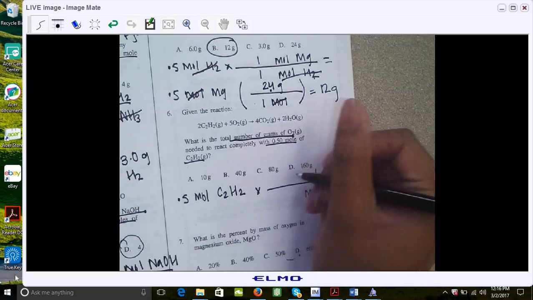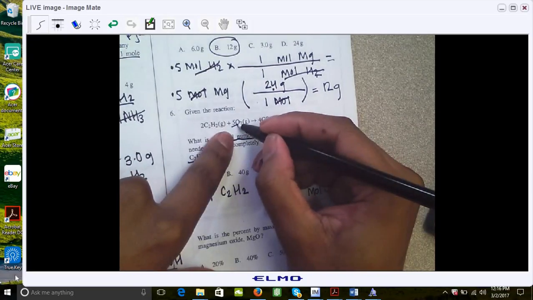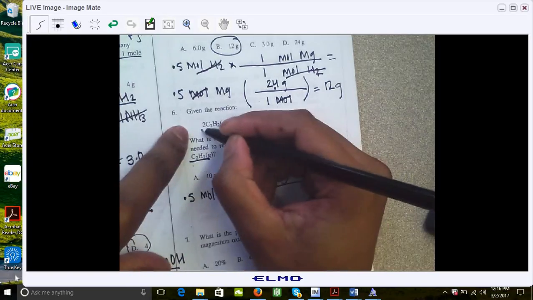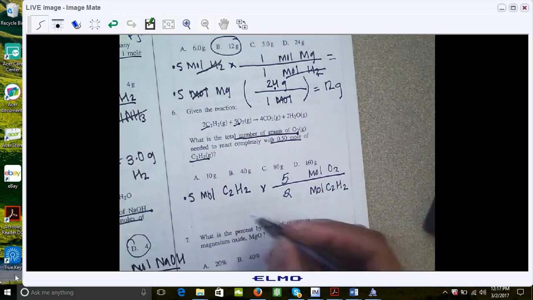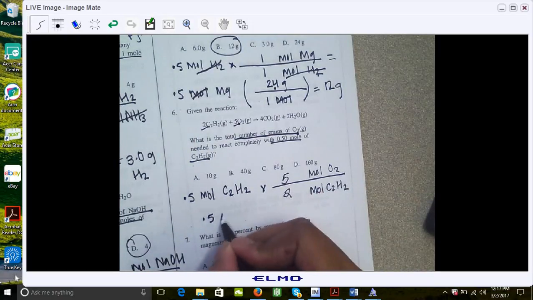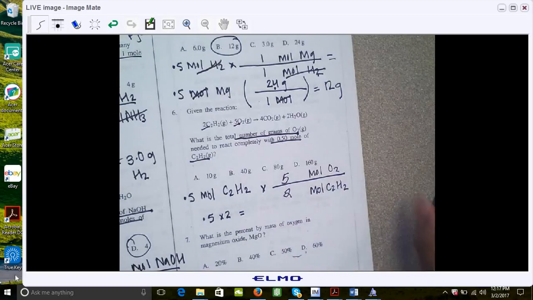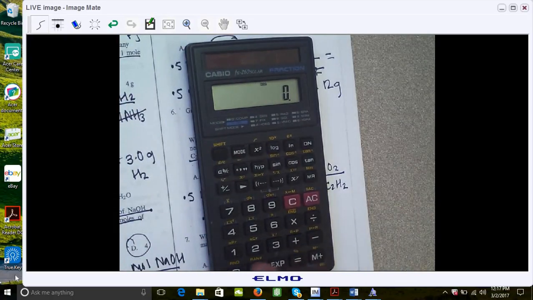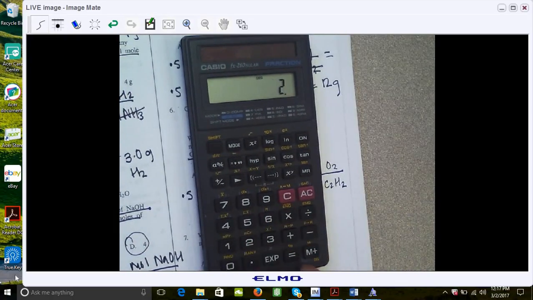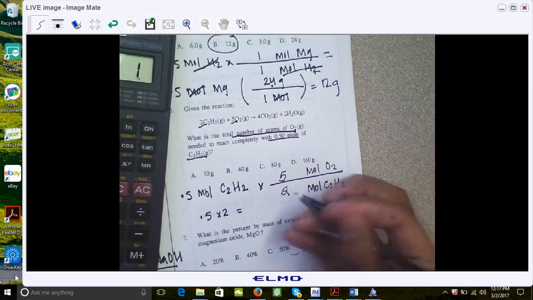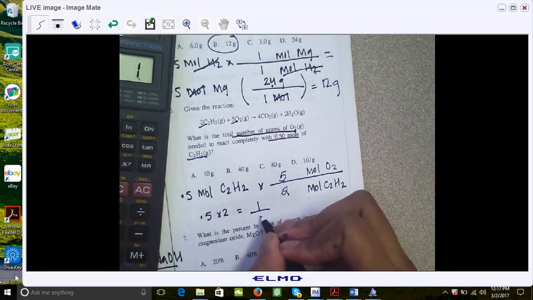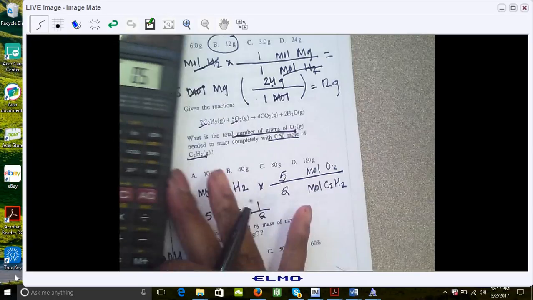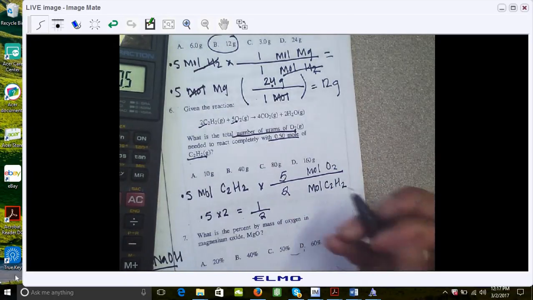Now we're going to find the moles. The moles of our oxygen is 5 because that's the coefficient in front, and the moles of our C2H4 is going to be 2 because that's the coefficient in front. So I'm doing 0.5 times 5, and I'm going to put that in my calculator. I could do this in my head, but some people need it. Then divide that by 2.